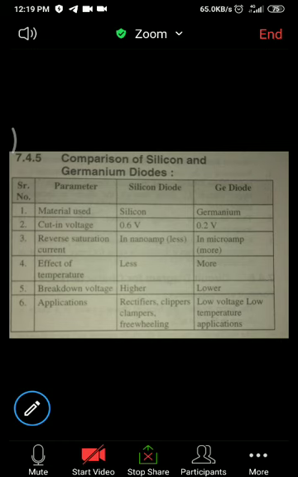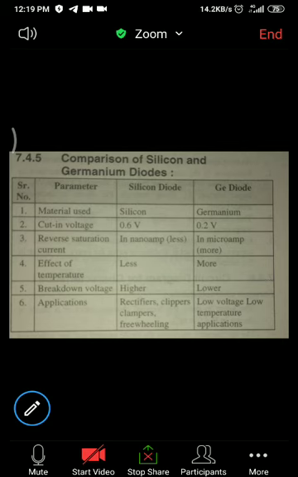We already studied that the voltage from where the current starts flowing through the diode is called cutoff voltage or cut-in voltage. This cut-in voltage for silicon is 0.6, for germanium it is 0.2. Okay, then reverse saturation current: for silicon it is in nanoampere, for germanium it is in microampere. The effect of temperature for silicon is less, for germanium it is more.